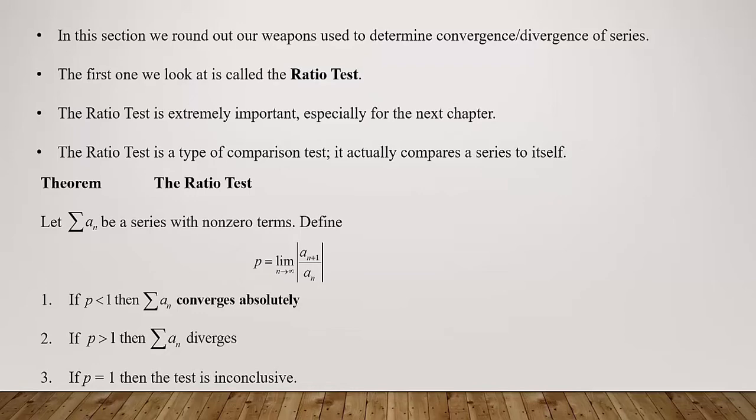If that limit p, the limit as n goes to infinity of the absolute value of a sub n plus 1 over a sub n, is less than 1, then our series converges absolutely. If p is greater than 1, then the series diverges. If p happens to equal 1, then the test is inconclusive. It tells us nothing. We have to do something else.